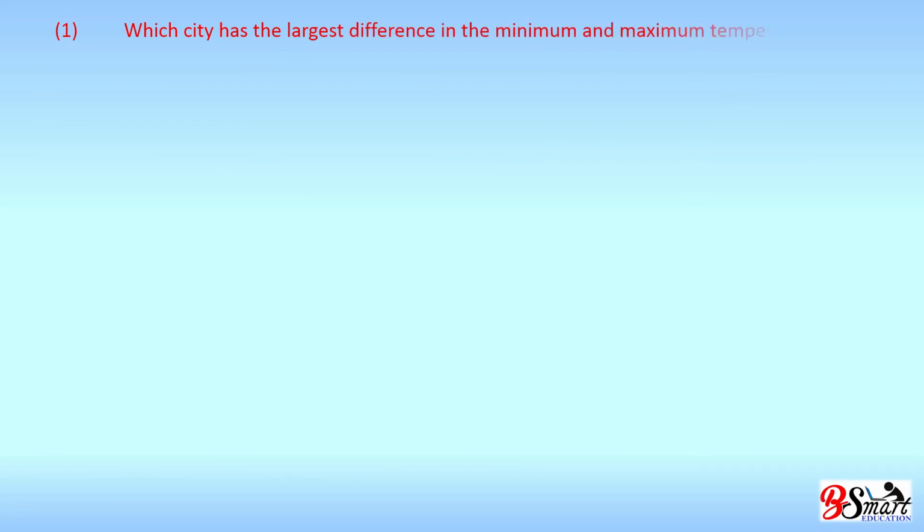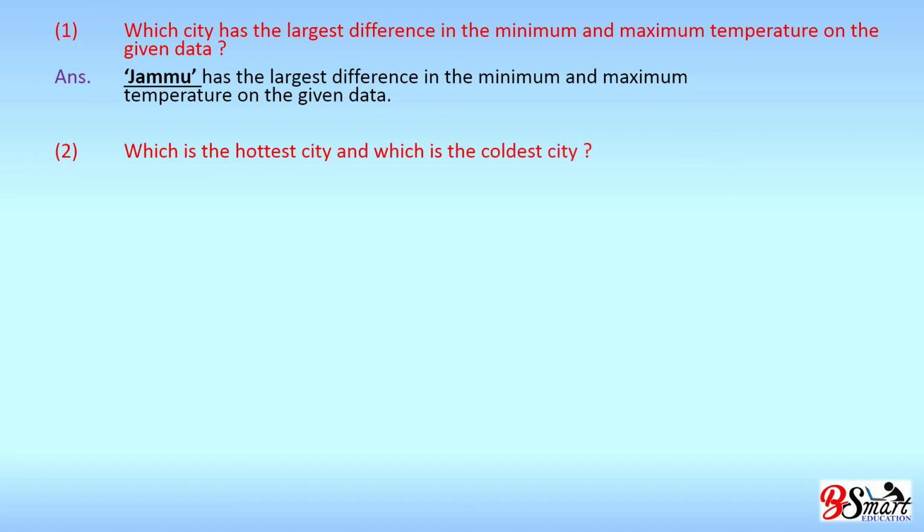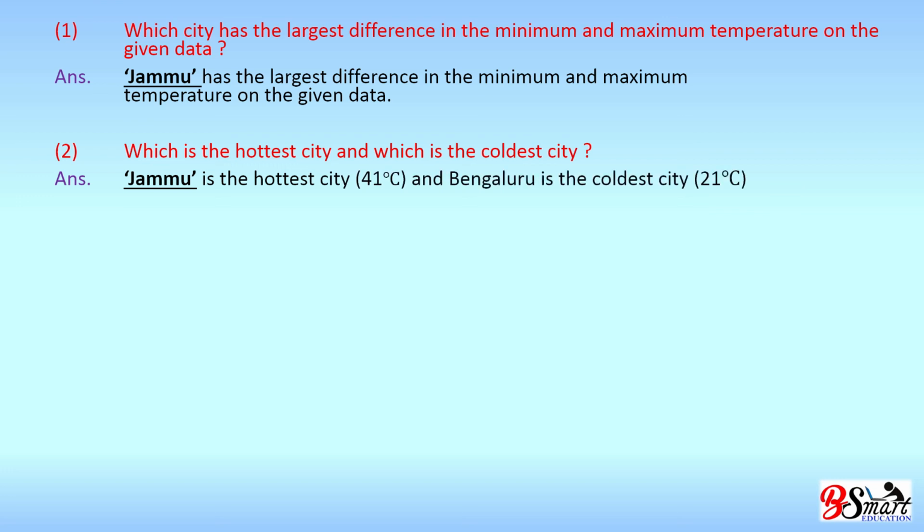Now question 1, which city has the largest difference in the minimum and maximum temperature on the given data? Answer, Jammu has the largest difference in the minimum and maximum temperature on the given data. Next question, which is the hottest city and which is the coldest city? Answer, Jammu is the hottest city with 41 degree and Bengaluru is the coldest city with 21 degree.